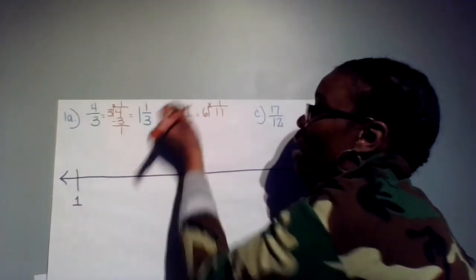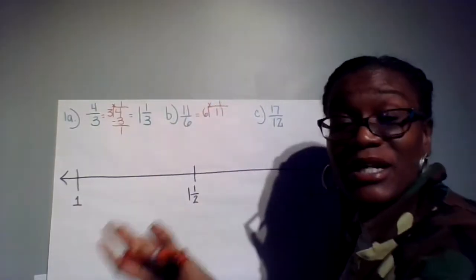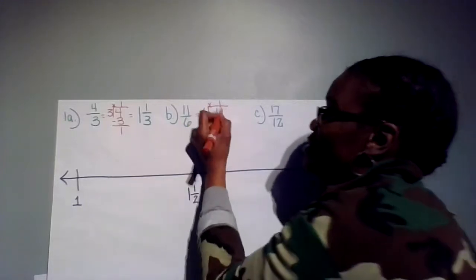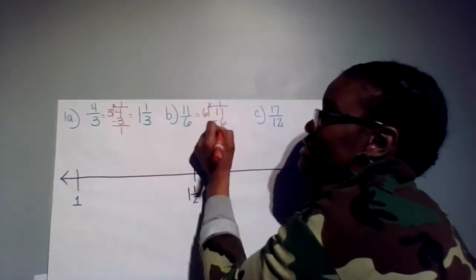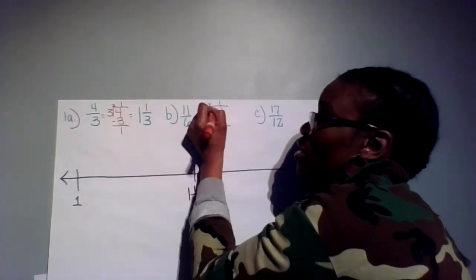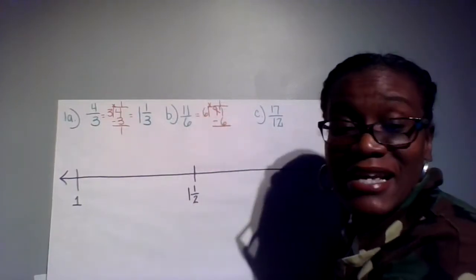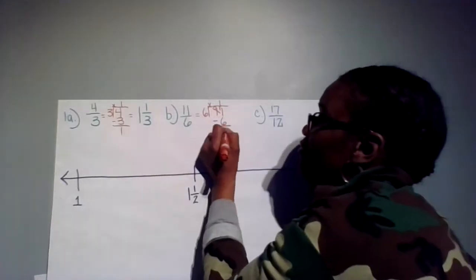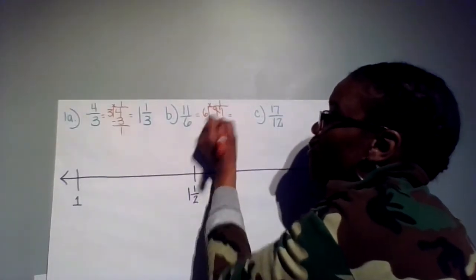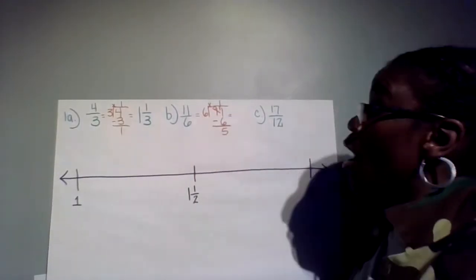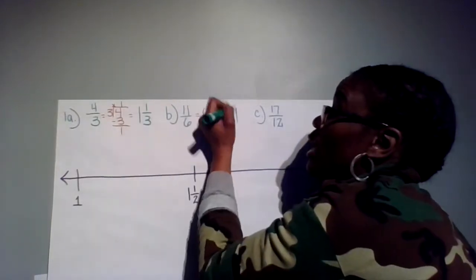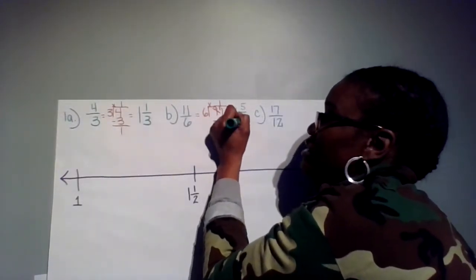You guys are so smart. And 6 times 1 is 6. That's right. So we're going to subtract 6. We need to cross off the 1, make it a 0, bring it over. 11 minus 6 is 5. That's right. So now our new fraction, or our mixed number, is 1 and 5/6.